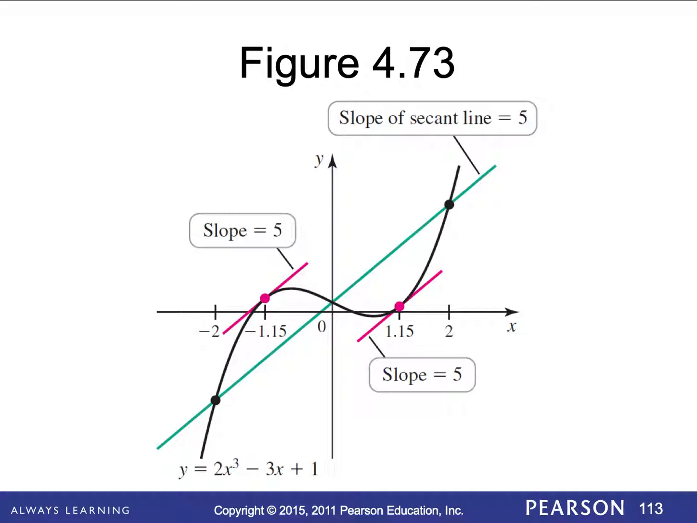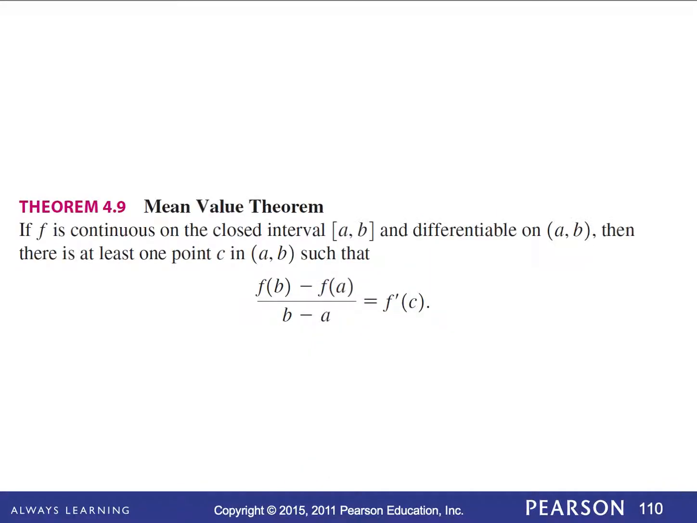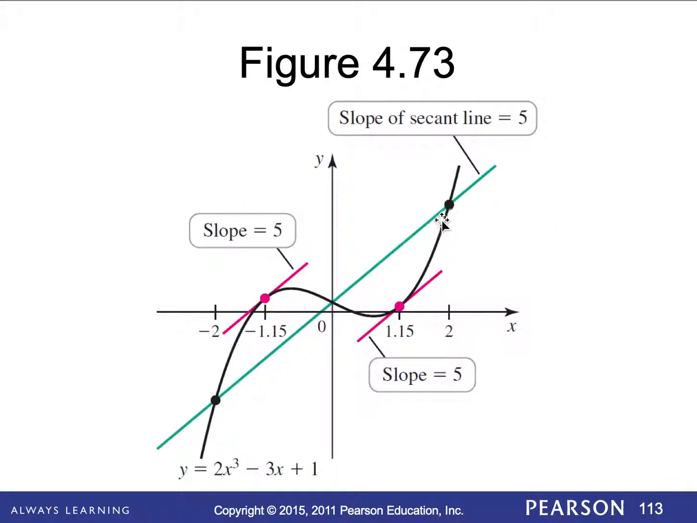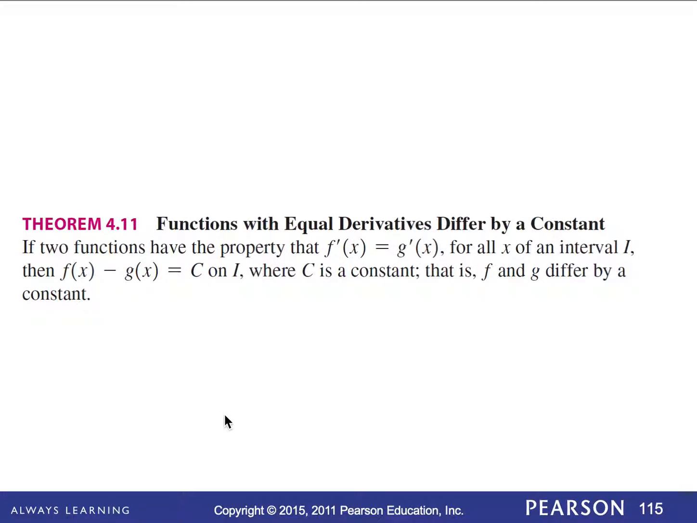Now, again, we have that wording, then there is at least 1 point. Here's an example where my secant line slope is 5, and my derivative slopes are 5, and there are 2 points. We're really just looking to know there's at least 1, at least.